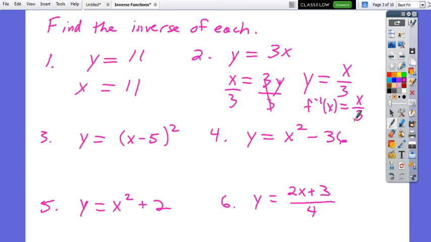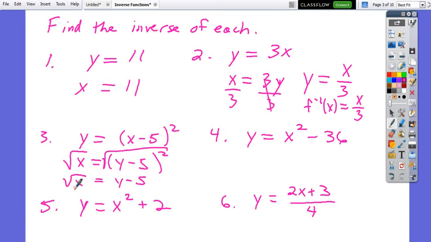All right, number 3. Okay, again, swap x and y. So x equals y minus 5 squared. If you remember back to Algebra 1 or Algebra 2, how do we undo something that's been squared? Square root it. So we're going to take the square root of both sides. That's going to give me, on the right side, y minus 5. Remember when we had to solve a quadratic equation by completing the square? We had to do this. All right, and then square root of x on the left.